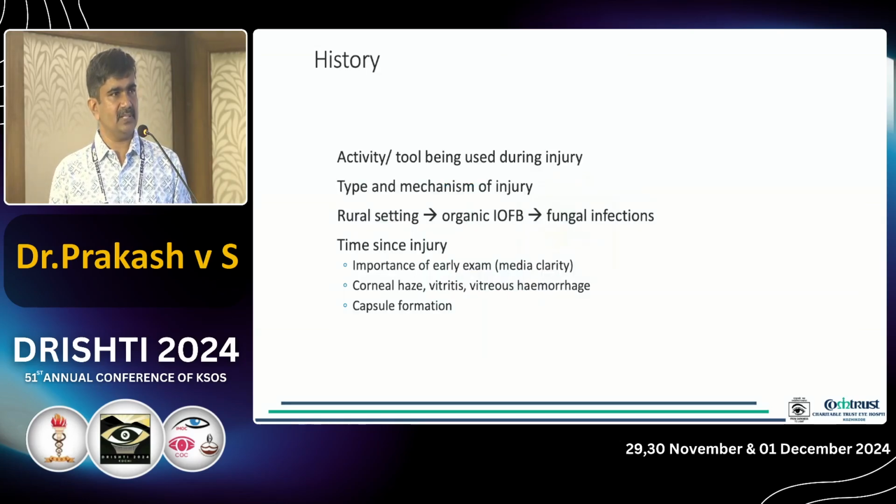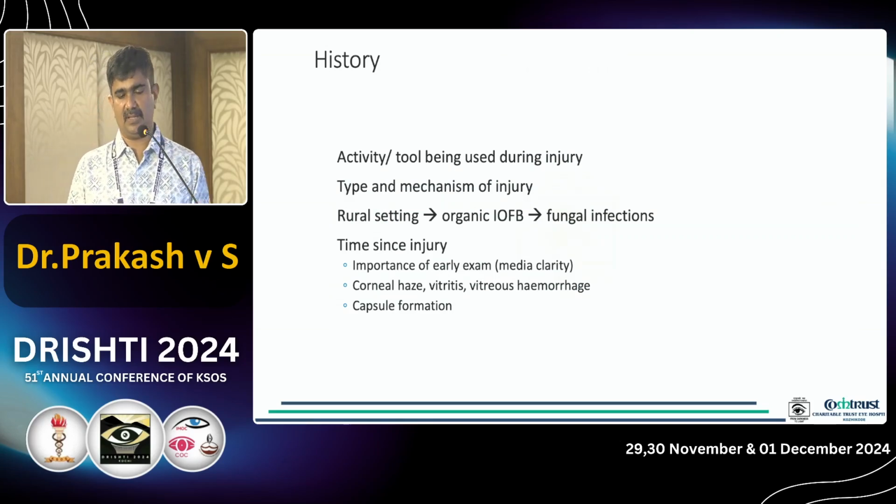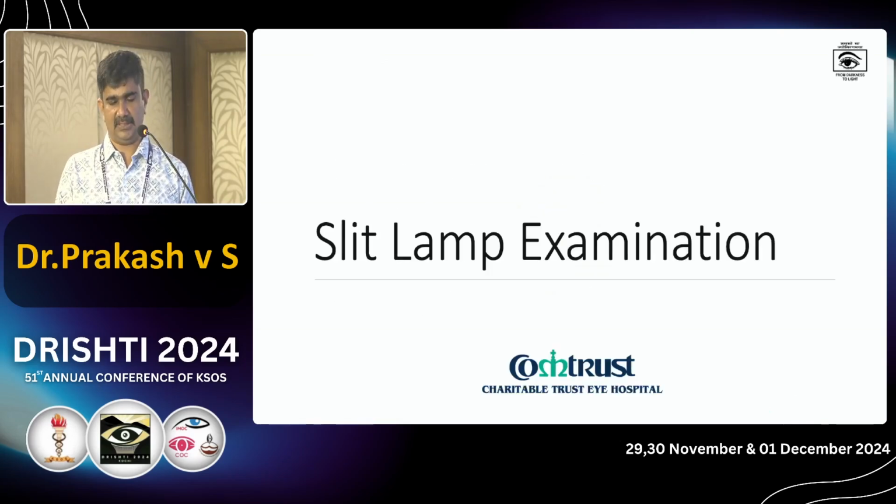Whenever you are faced with a foreign body, always take a careful history. What was the activity? How did it happen? What was the type and mechanism of injury? In a rural setting, organic foreign bodies are more common and result in fungal infections. Time since injury is again very important. Always look for corneal haze, vitritis, etc., which are signs of infection. If it gets prolonged, there is a higher risk of capsule formation and the foreign body getting hidden.